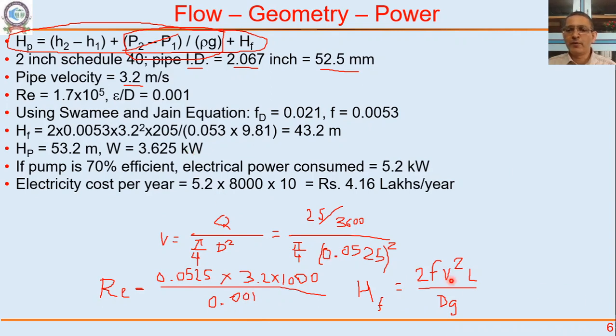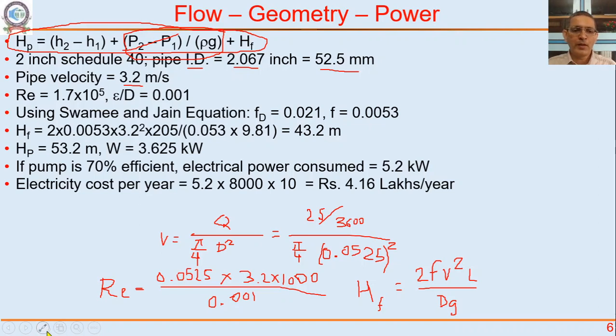F V square, we have done. L. D is 0.0525, I have just approximated to 0.053, and g 9.81. So you'll find that HF is 43.2 meters. Okay, so the head that the pump has to add, energy, power that the pump has to add, corresponds to H2 minus H1, that is 10, plus this HF, so 10 plus 43.2, 53.2.